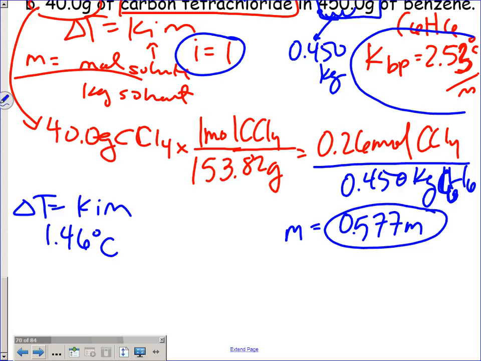I'm just processing this right here on the board for you. And so this is our delta T. This is our change in elevation of boiling point. Now the point is, what's the normal boiling point of benzene? You don't have to know these things off the bat, right? You can Google this. Did anybody Google the normal boiling point of benzene?